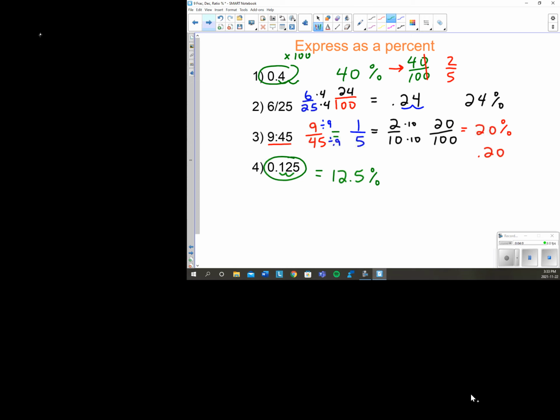If you wanted to make this into a fraction, it would be 12.5 over 100. Unfortunately, we can't have a decimal in the fraction, so we would have to multiply it by 10 to get rid of that decimal and move it over to 125, and times the bottom by 10 and get 1,000. So that is a fraction that would represent 12.5%. And yes, that is reducible. We could divide top and bottom by 25, which would be 5/40.